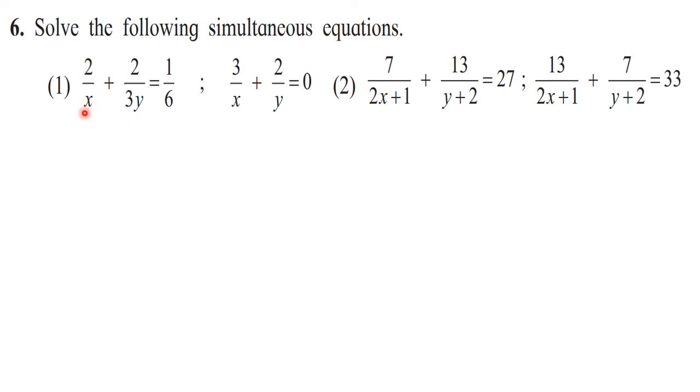But we can convert them to linear equations by substitution. Like here 1 upon x we can take as m and 1 upon y we can take as n, and then you are going to get a linear equation. Similarly here also you will get a linear equation and you can solve it. Here you have 2x plus 1 and 2x plus 1, and y plus 2 and y plus 2. So 1 upon 2x plus 1 you can take as m and 1 upon y plus 2 as n, and you will get simple equations and then you can solve it.